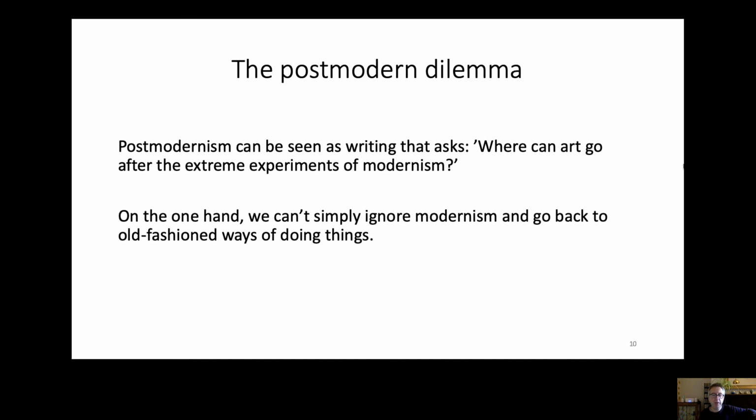On the one hand, we can't simply pretend modernism never happened. We can't maybe ignore it and just go back to the old-fashioned ways of doing things. So think of that picture of the guy with the horse. Could we go back to producing paintings like that? It would seem very, very retrograde, potentially.